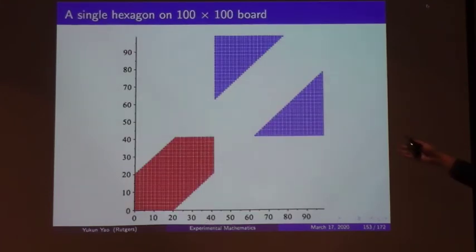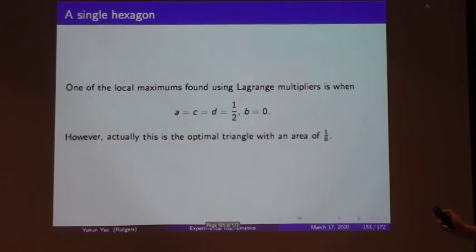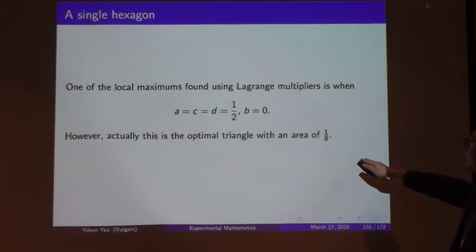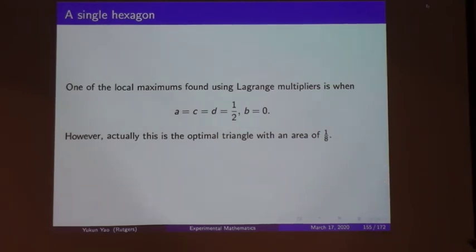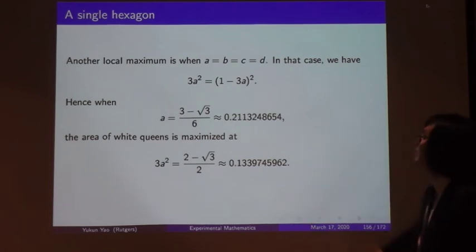So generally it looks like this. So we consider the general shape of a hexagon, find the area of white and black queens. So we find the local maximums using Lagrange multipliers. So this is one of the local maximums, but this is not a hexagon actually. This is an optimal triangle with an area of 1/8. So this one, when A, B, C, D are equal, this is a maximum area for a single hexagon.